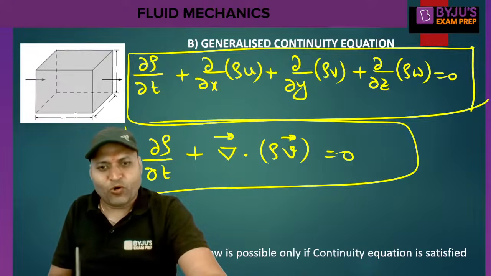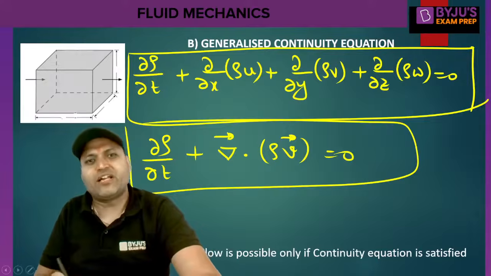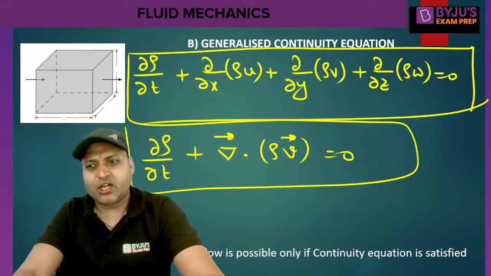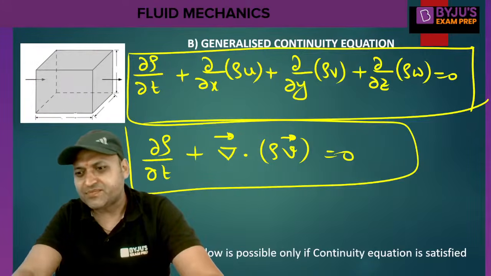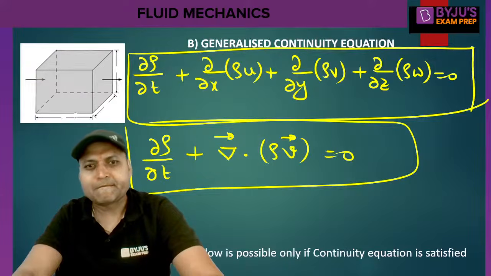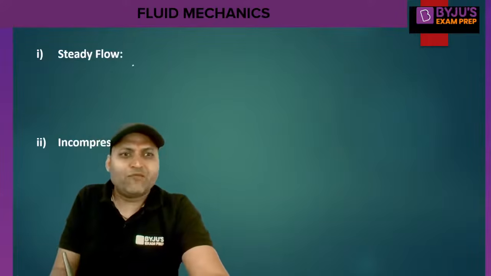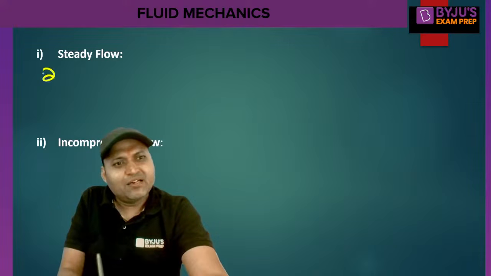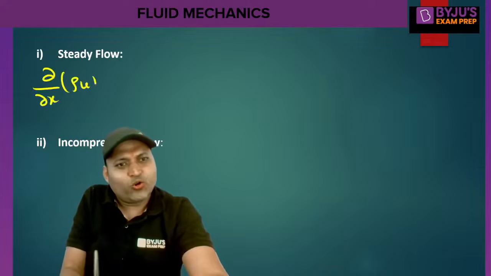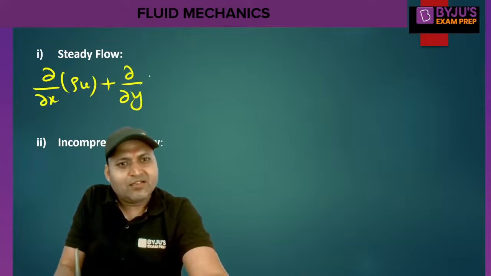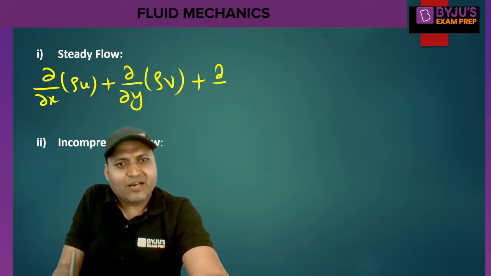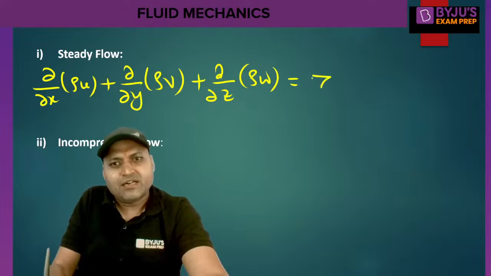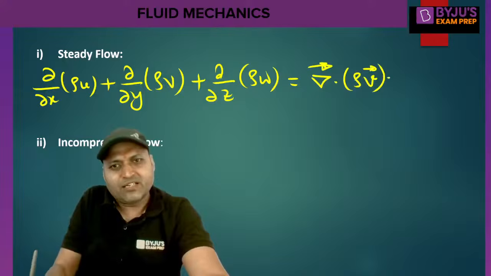So the fluid flow is possible only when the continuity equation is satisfied. This equation must get satisfied. If the flow is steady, then the continuity equation is given by del by del x of rho u plus del by del y of rho v plus del by del z of rho w, or we can write it as del dot rho velocity vector is equal to 0.